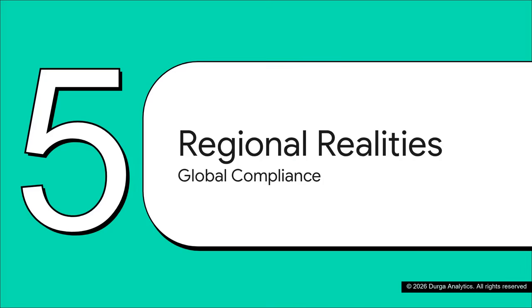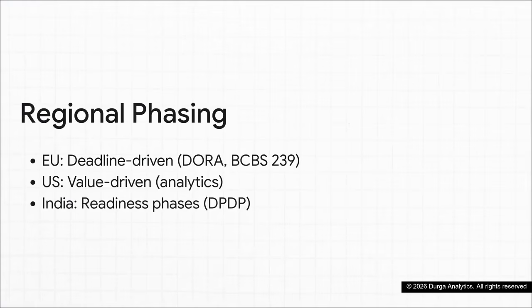Moving to Section 5, Regional Governance Realities. Now, what's really fascinating is how your beautiful plan has to adapt to global physical realities. A plan in Frankfurt looks very different from one in New York or Mumbai. Depending on your region, your early phases are shaped by very different forces.